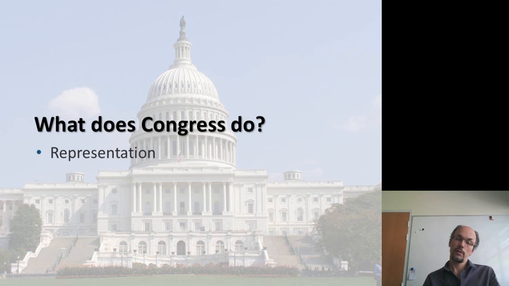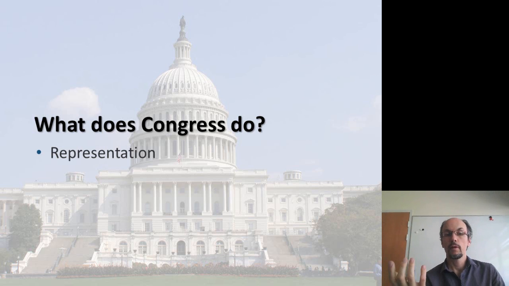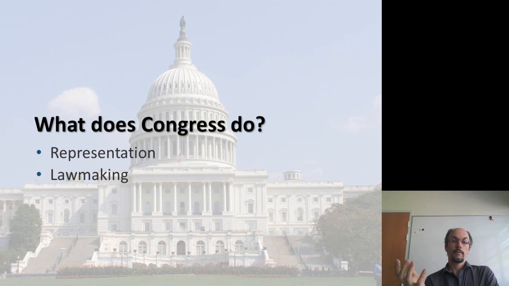Representation is the first. Remember the principle of popular sovereignty? Well, representation is simply this idea that the US Congress is in charge of representing the people from various districts, various states. Lawmaking: making the laws, creating, writing, voting the laws.